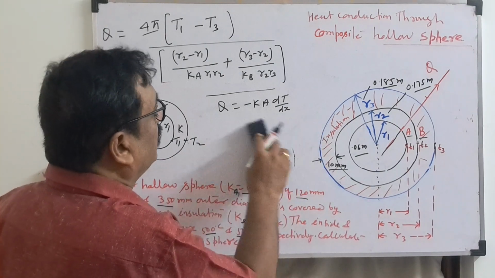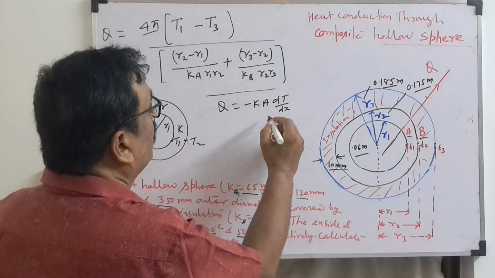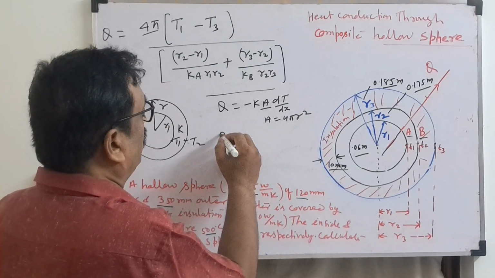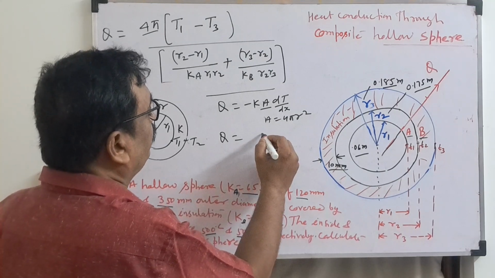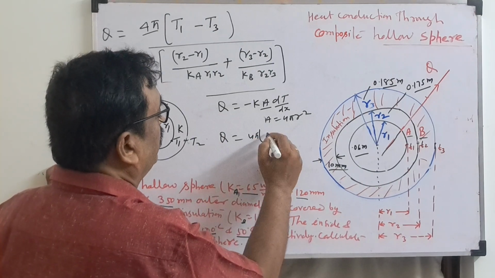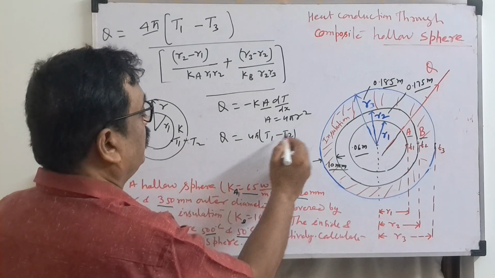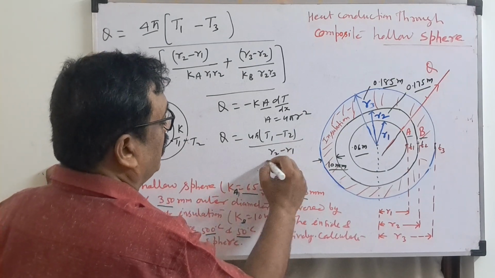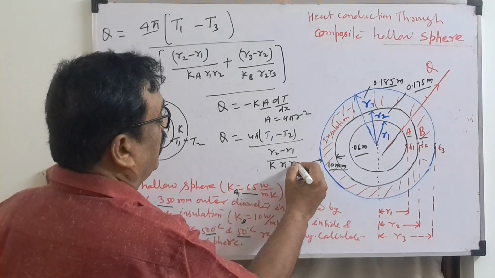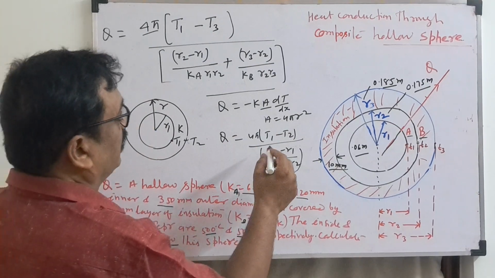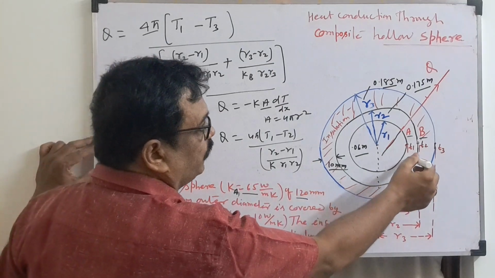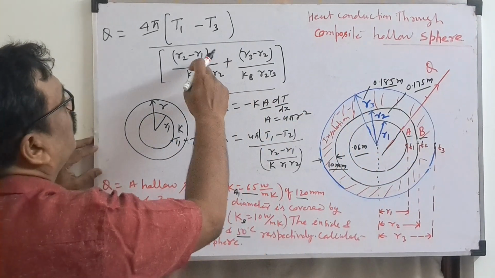Now we are going to take the sphere for this particular problem. So A is equal to 4 pi R square. Now we substitute A equal to 4 pi R square. What will Q come to? Q will come 4 pi (T1 minus T2) divided by (R2 minus R1) by K, with R1, R2. This is the thermal resistance for the hollow sphere. Now here the hollow sphere and insulation are also there.